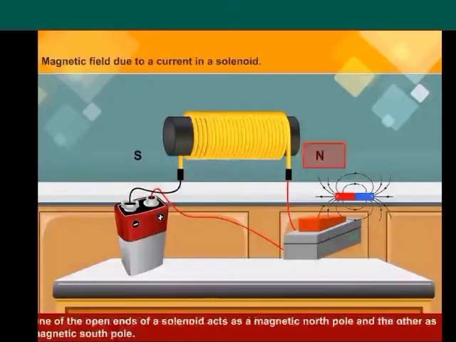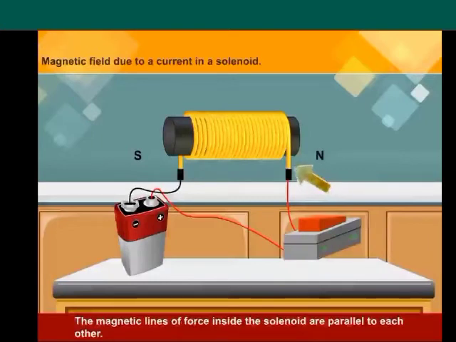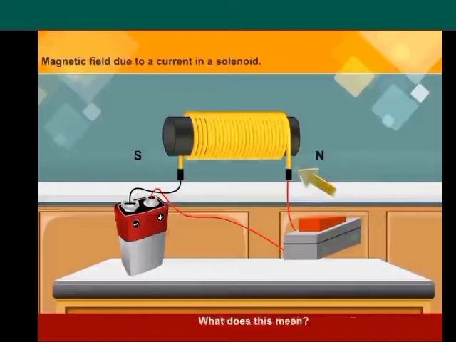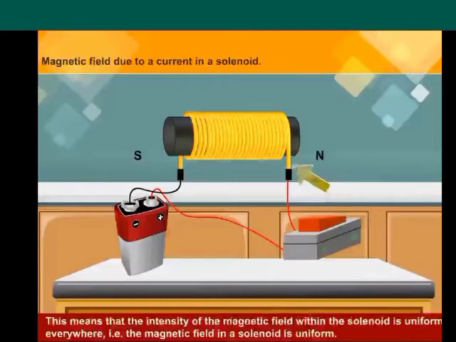One of the open ends of a solenoid acts as a magnetic north pole and the other as the magnetic south pole. The magnetic lines of force inside the solenoid are parallel to each other. What does this mean? This means that the intensity of the magnetic field within the solenoid is uniform everywhere. That is, the magnetic field in a solenoid is uniform.